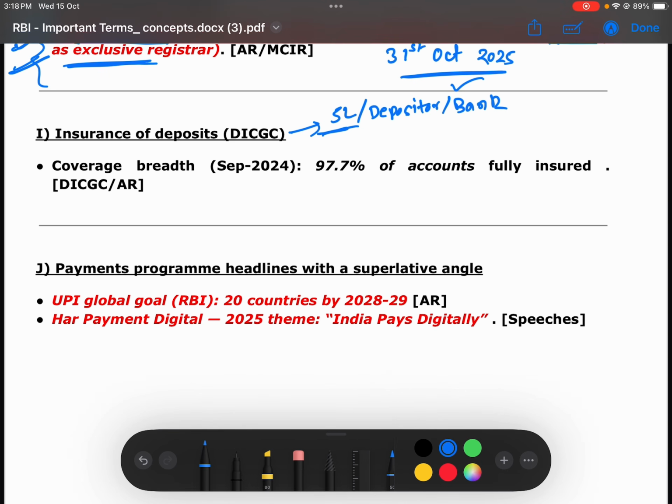Now on the UPI global goal, RBI wants to take UPI to 20 countries by 2028-2029. And Har Payment Digital is one initiative, its theme is India pays digitally for 2025.